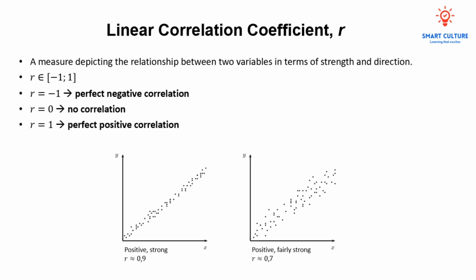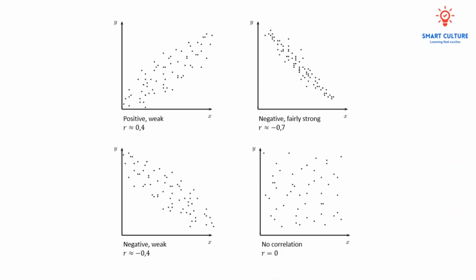A plot with an R value of approximately 0.9 would show points that are closely aligned in a positive slope direction, indicating a strong positive correlation. An R value of approximately 0.7 suggests a fairly strong positive correlation, but with more spread among the points. An R value of approximately 0.4 indicates a weaker positive correlation with even more spread.